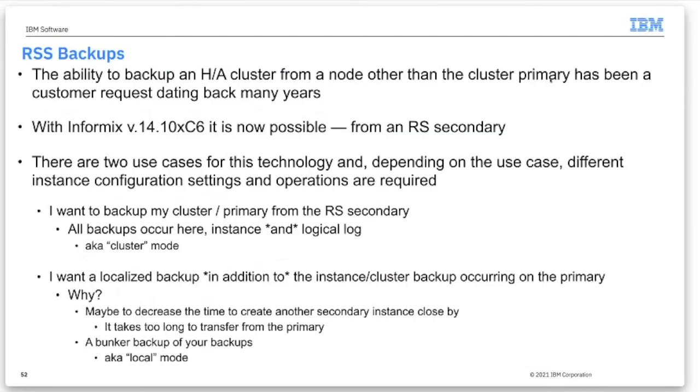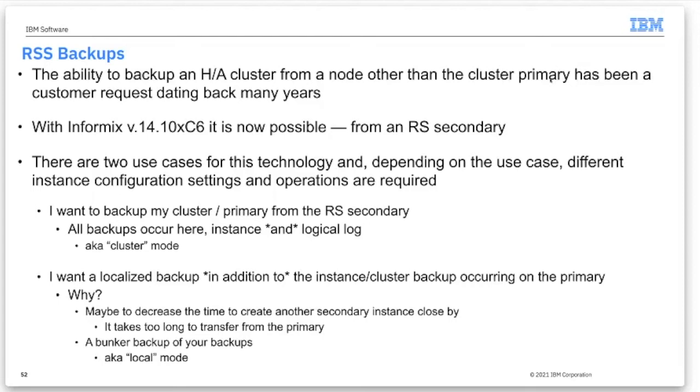Backup from RS. The ability to back up an HA cluster from a node other than the primary has been a request that goes back probably decades. With XC6, it is now possible from an RS secondary. Well, why an RS secondary versus an HDR secondary? Because it was easier on the RS secondary. Does that mean it couldn't be on an HDR secondary? No, it does not mean that. And who knows, it may come soon. But for the moment, it's just on the RS secondary.